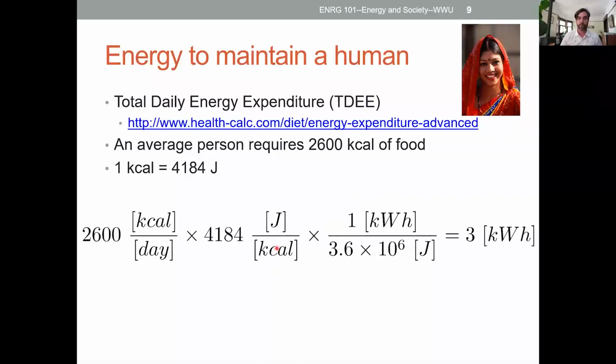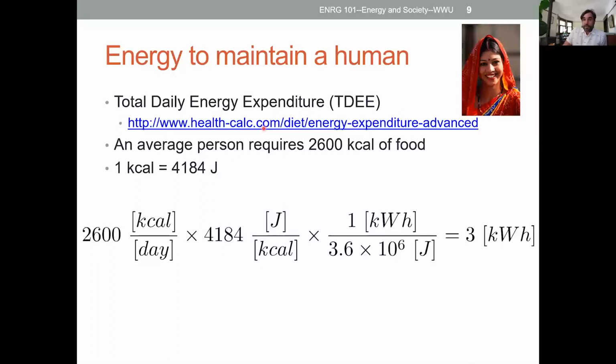If you are doing more than just maintaining your temperature, if you're walking, if you're running, if you're exercising, lifting something, then you're going to need more energy. And if you have more flesh, because you're a bigger person, a stronger person, etc., then you will need more energy. An average person requires 2,600 kilocalories, which is a calorie in American language of food. It's a lot of energy. It's 4,100 joules.